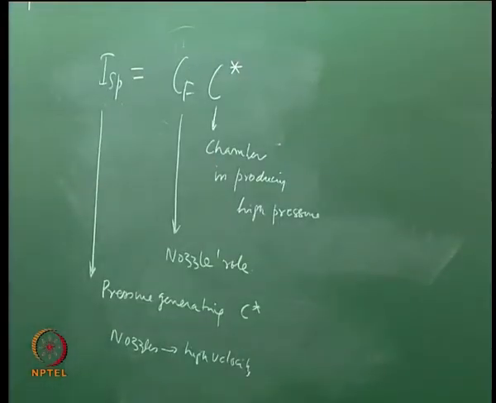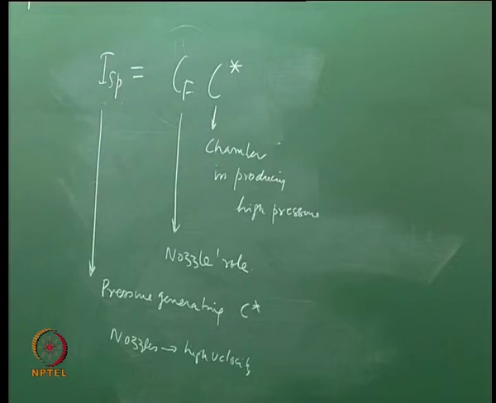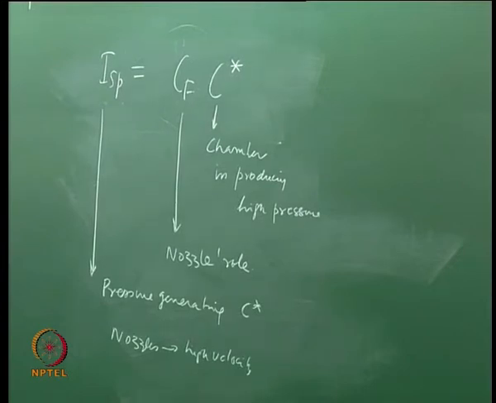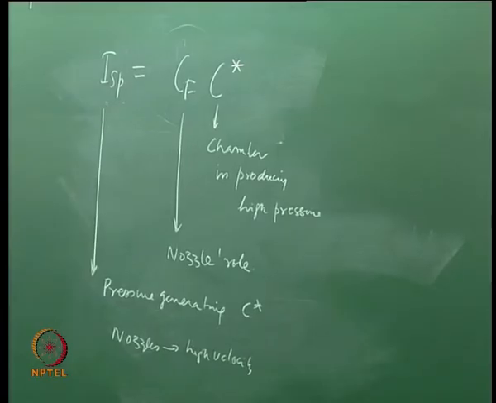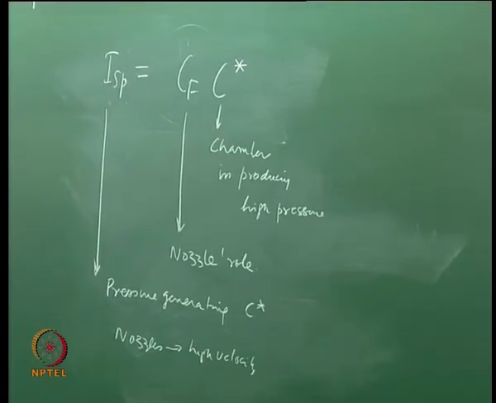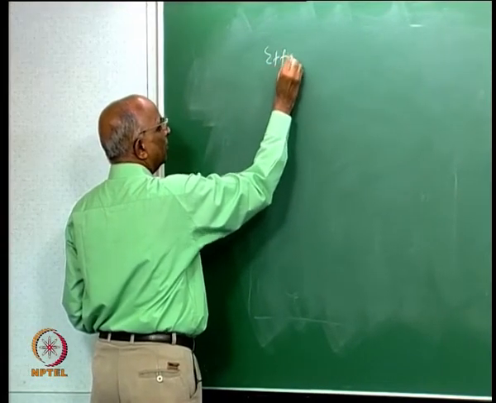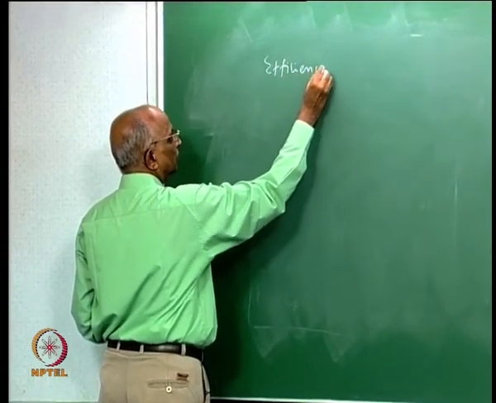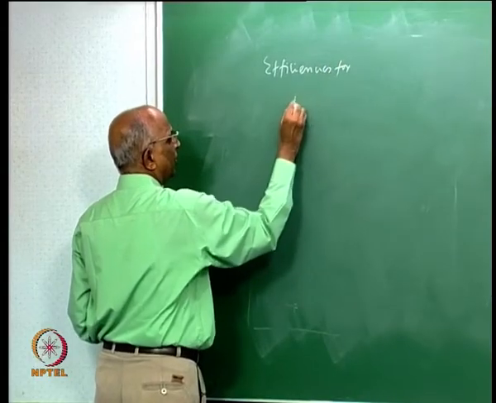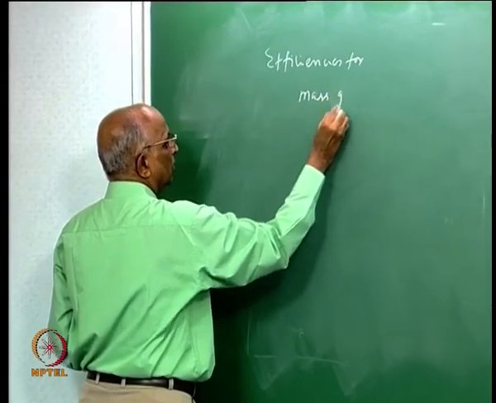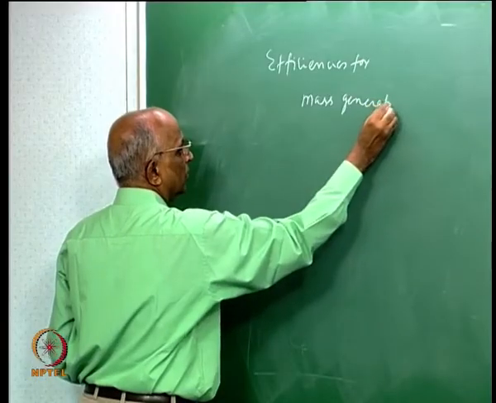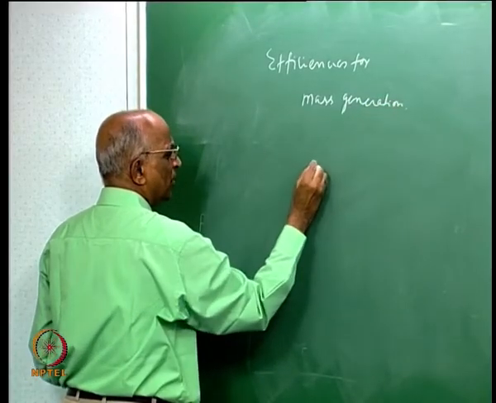But you know what we have done so far is all ideal, one dimensional and all that. Therefore, it is necessary for me to go back and ask myself, can everything be ideal? Therefore, there has to be something like some efficiencies, and therefore, can I talk in terms of efficiencies for mass generation and efficiencies for thrust.